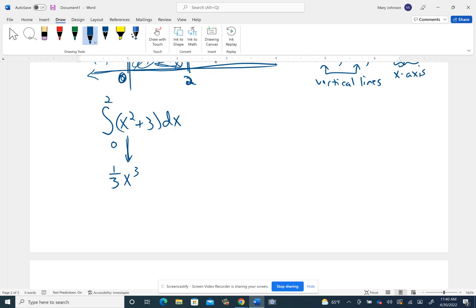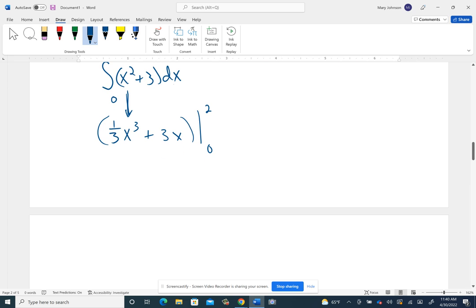All right, so this would be x to the third with a 1/3 out in front plus 3x, wouldn't it? And we need to evaluate that from 0 to 2. So we're going to wind up plugging a 2 in everywhere, and then going back and plugging in a 0 everywhere. So this would equal the 1/3 with the 2 cubed plus 3 times 2 minus 1/3 times 0 cubed plus 3 times 0.